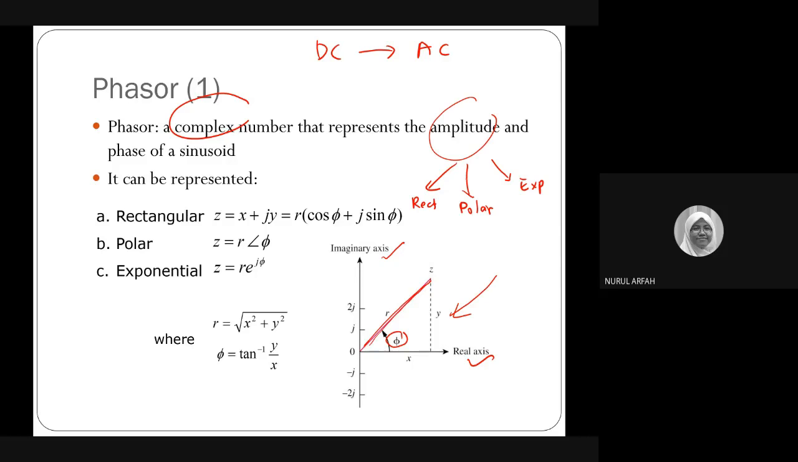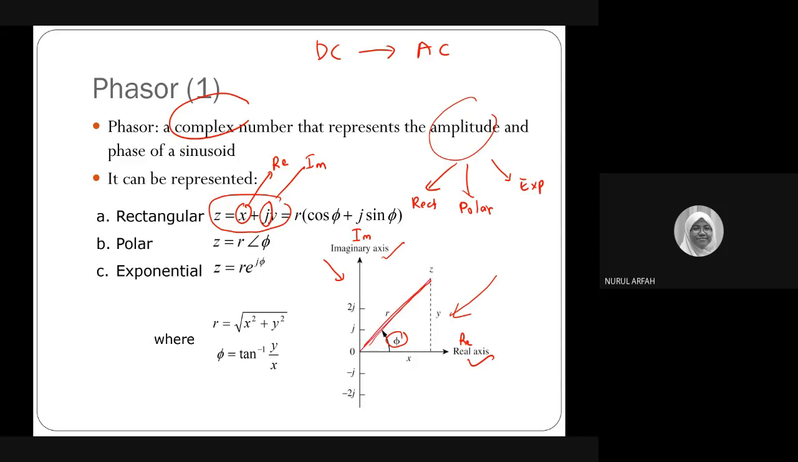Okay, so rectangular form takes the x-axis and y-axis. I just put it in this form: z is equal to x plus jy. X here is the real axis. The j is the imaginary axis, IM. So if you draw this into the imaginary axis and real axis, this is IM, the imaginary axis, and this one is the real axis.